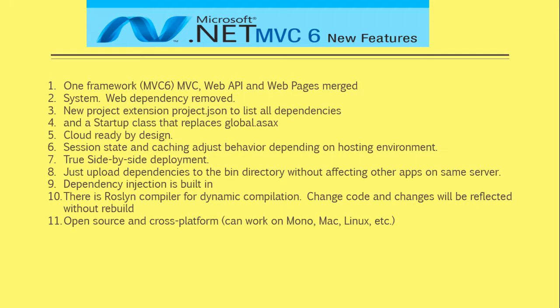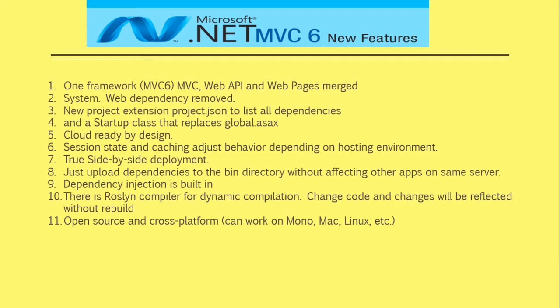Now let's talk about some more features of MVC 6. Now it is one framework. There is no MVC or API or pages. Everything is merged together. There is no dependency on System.Web. It is removed. It is going to optimize the application loading a lot.